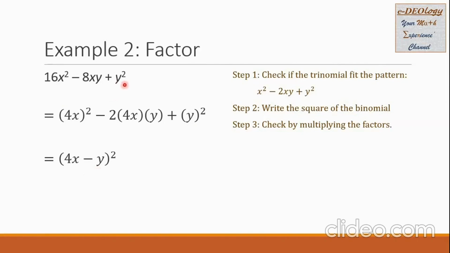term of the trinomial. Now, I will multiply 4x by negative y and times 2. That is equal to negative 8xy. So, my answer, the square of 4x minus y, is correct. And that is my final answer.